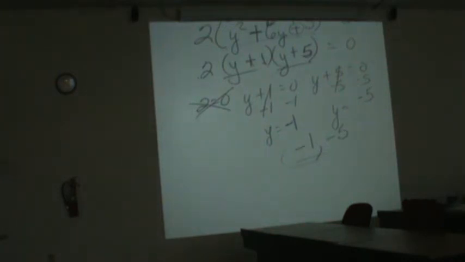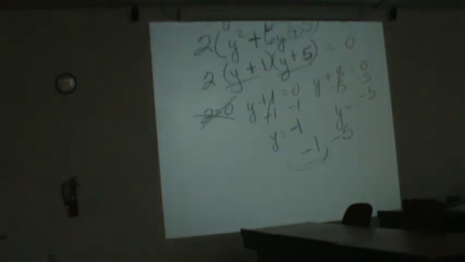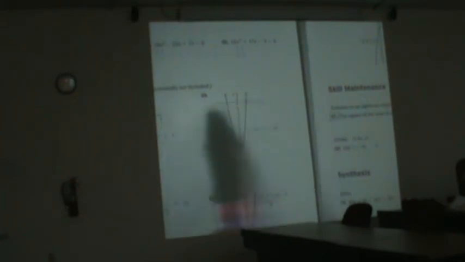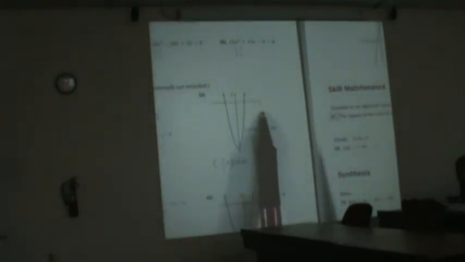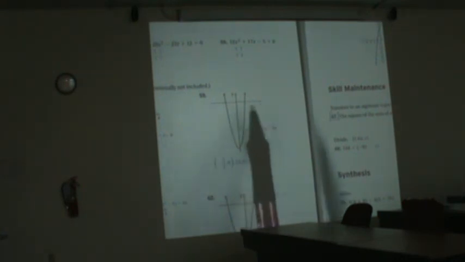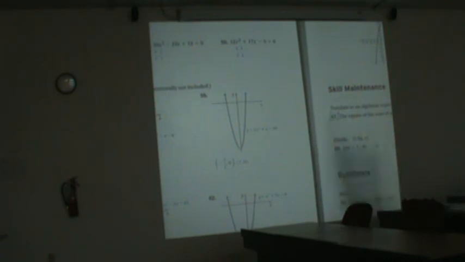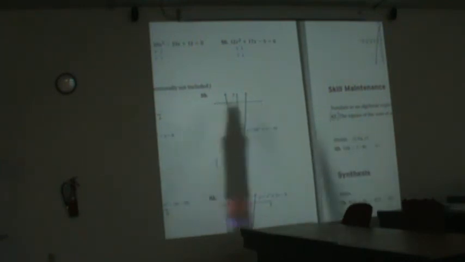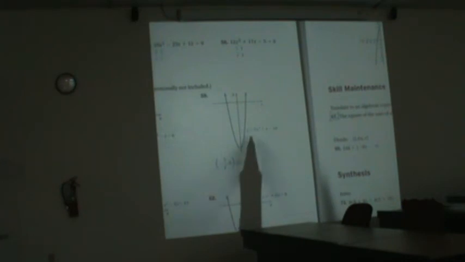Okay, that's enough of the solving part. In your book, you have some graphs, okay? And it wants to know the x-intercepts. The x is your horizontal axis. It wants to know where y is 0. If it touches the x right here, that means y is 0.